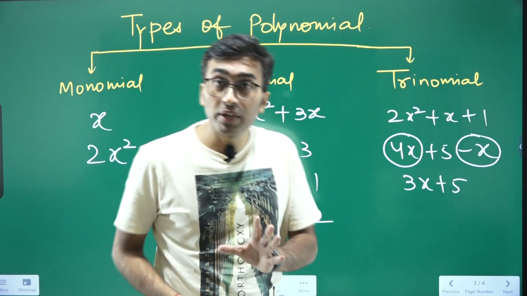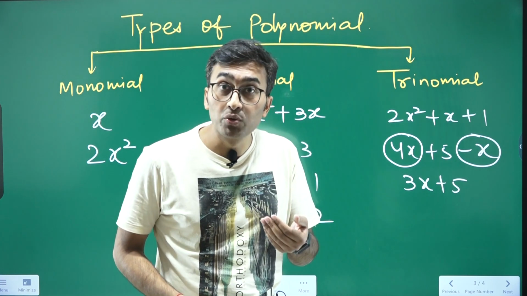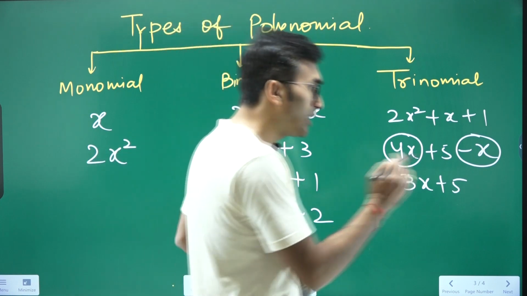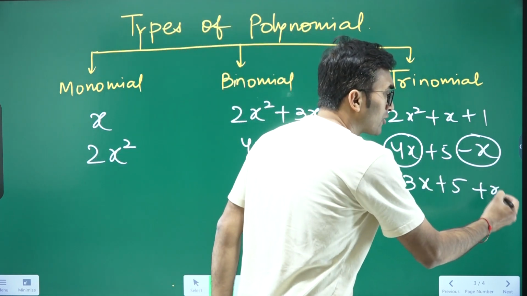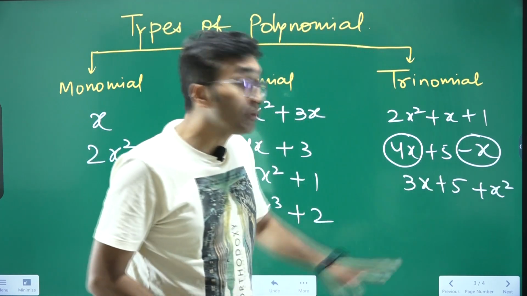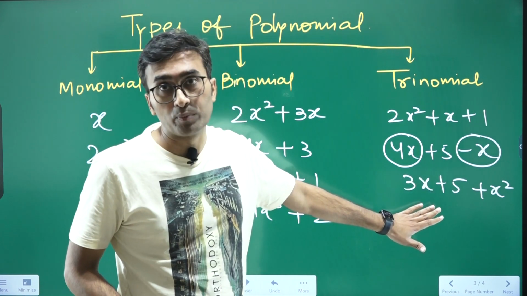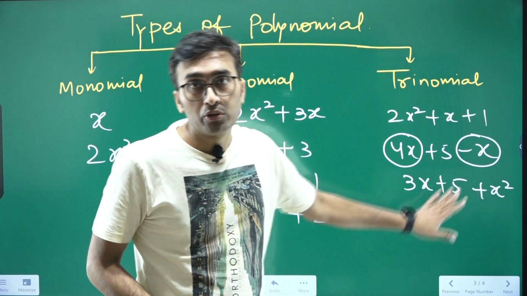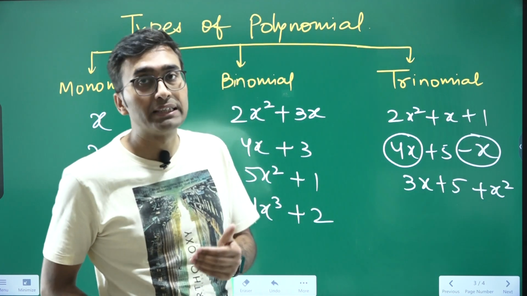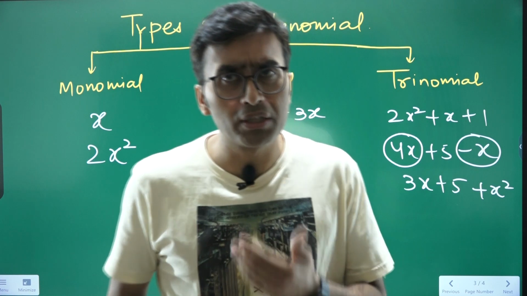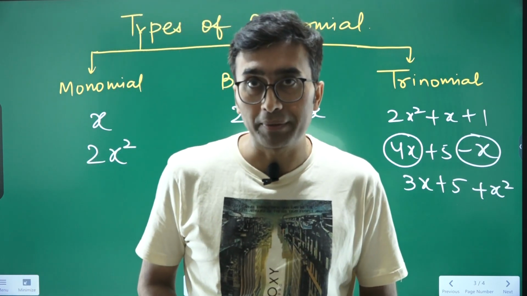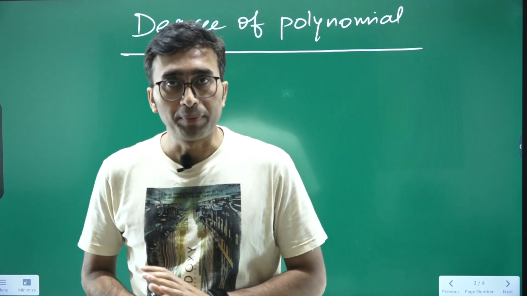So what I taught you here is, whenever you have two terms that can be simplified, we should simplify them. And now if I add plus x square here, it is going to be a trinomial, because now it cannot be simplified further. So it's a trinomial. Whenever we are seeing a monomial, binomial or trinomial, it basically depends upon the number of terms.